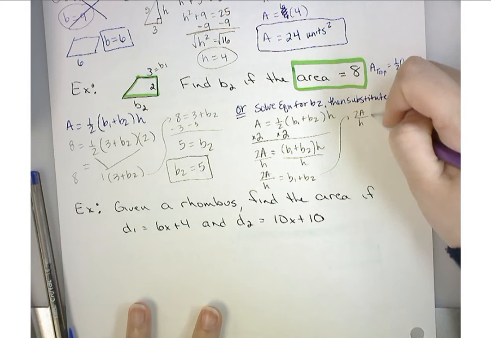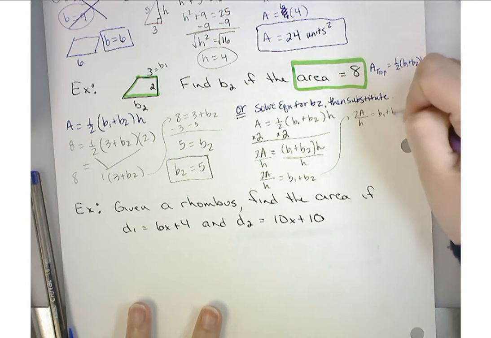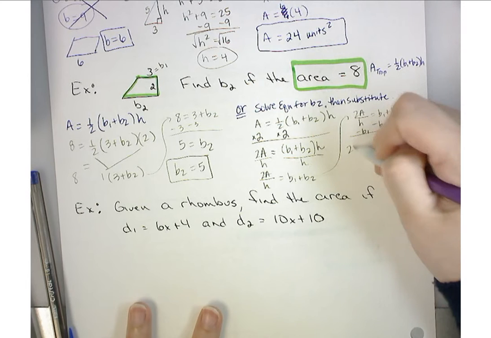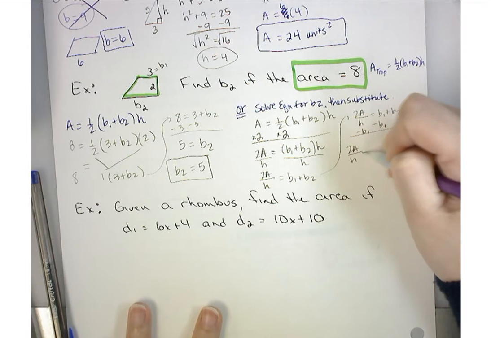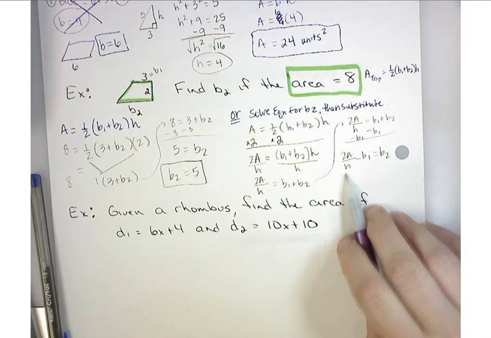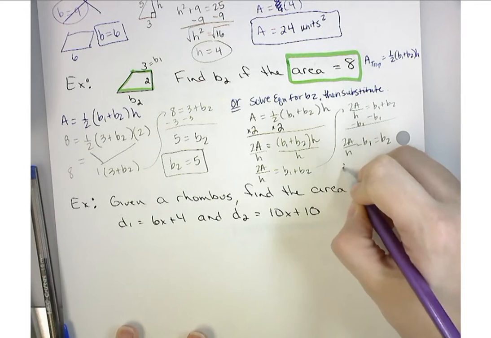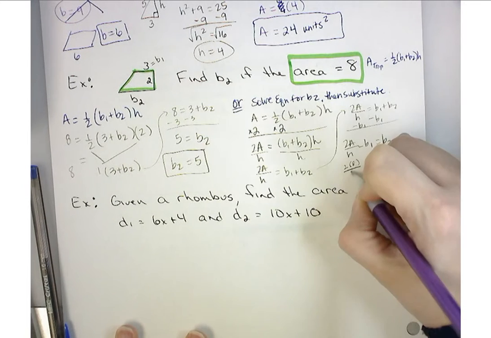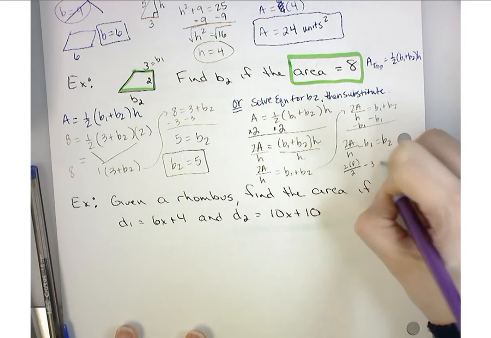So I'll have 2a over h. Actually, I'm just going to write this the same for now. So subtract b sub 1, subtract b sub 1. So 2a divided by h minus b sub 1 equals b sub 2. And then if I wanted to plug everything in, I could. So then I'd have 2 times the area, which is 8, divided by the height, which is 2, minus b sub 1, which is 3.